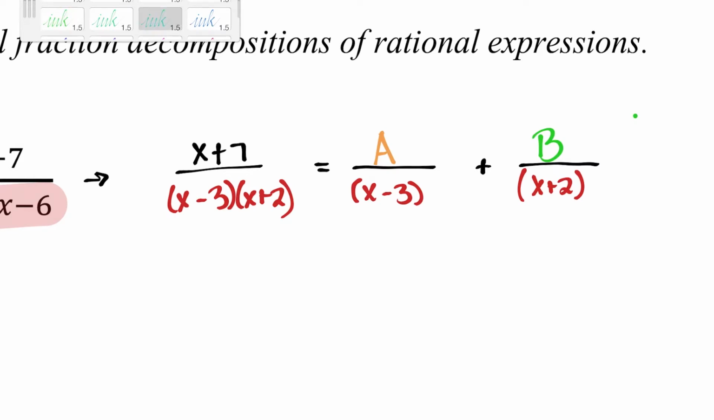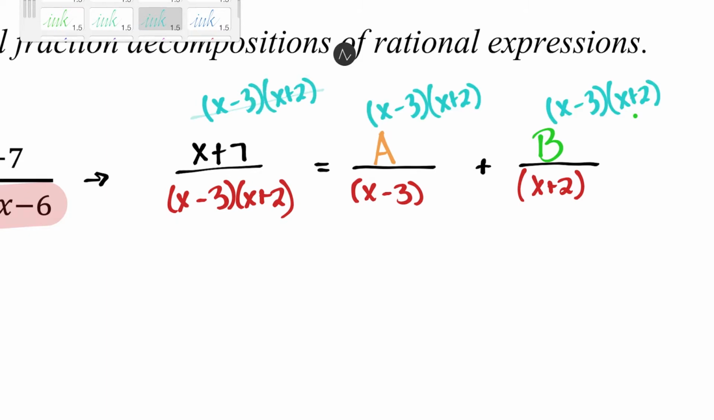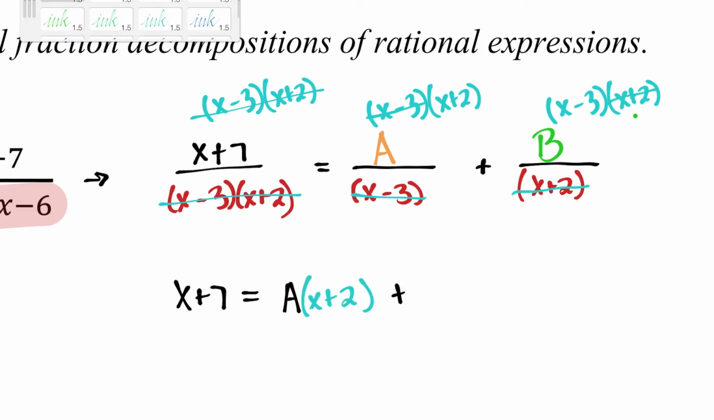And in order to do that, I need to get rid of the fractions. So I'm going to multiply every single fraction by the farthest left denominator because that will get rid of all of the fractions. When I do this, the entire denominator for the first cancels out. Just the x minus 3's cancel out for the second one, so I'm left with a and my x plus 2. Then the second one, the x plus 2's cancel out, so I'm left with b and the x minus 3. From here, I'm going to do a little bit of distribution.